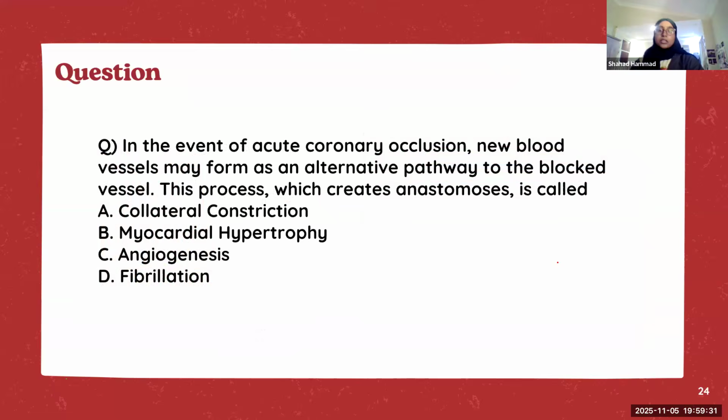Okay, let's end this part off with a question. In the event of acute coronary occlusion, new blood vessels may form as an alternative pathway to the blocked vessel. This process, which creates anastomosis, is called, you guys can answer. Good job. Yes, C. Like we said, angiogenesis is the creation of new blood vessels, and this will create a bypass for the rest of the blood to pass.